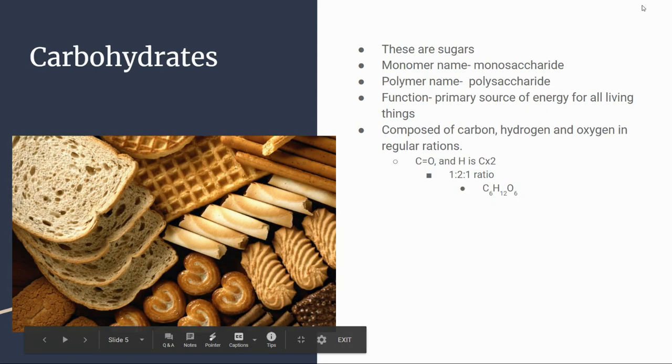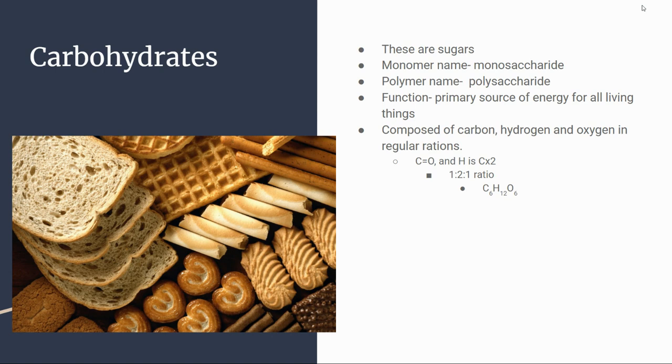All right, so the first type of macromolecule is carbohydrates. Right? More commonly, these are sugars. The monomer name of carbohydrates is monosaccharides. The polymer name of carbohydrates is polysaccharides. The primary function of carbohydrates is that it is the primary source of energy for all living things.